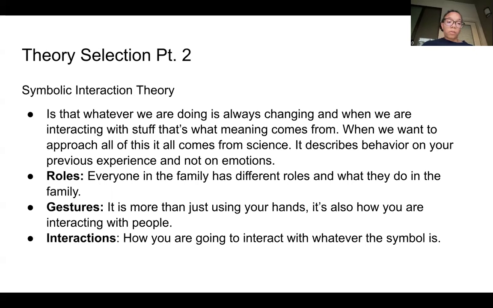Symbolic interaction theory is that whatever we are doing is always changing, and when we are interacting with stuff, that's where meaning comes from. When we want to approach all of this, it all comes from science. It describes behavior based on your previous experience and not on emotions. So the three principles I chose from that were roles, gestures, and interactions.